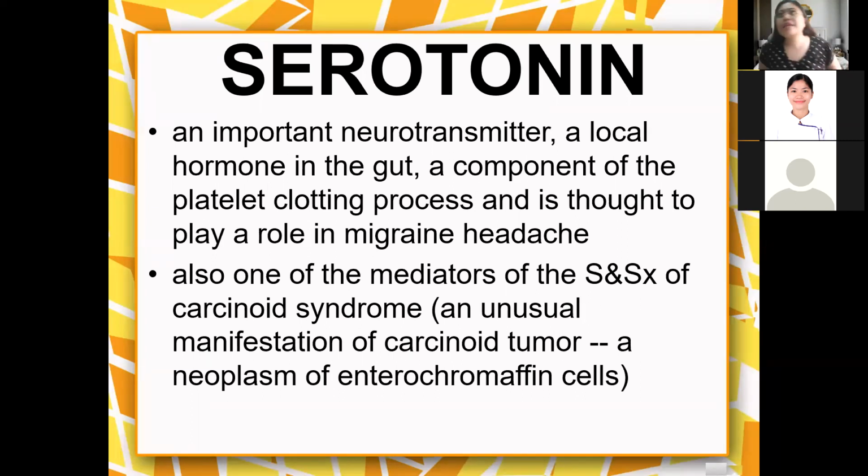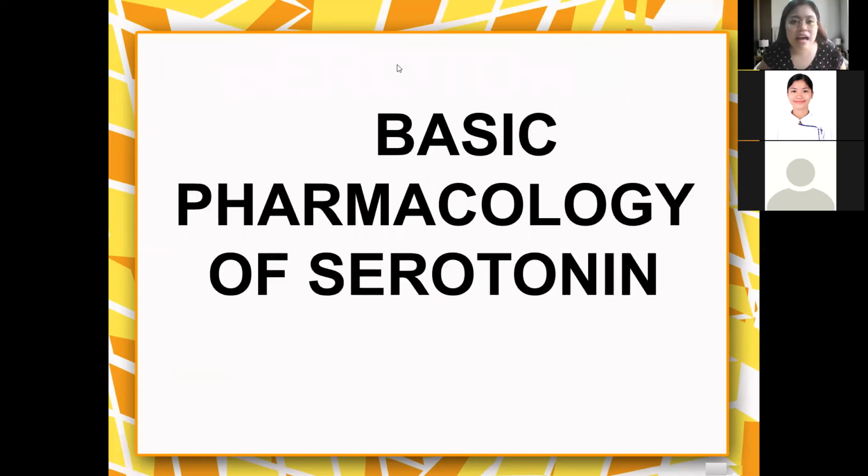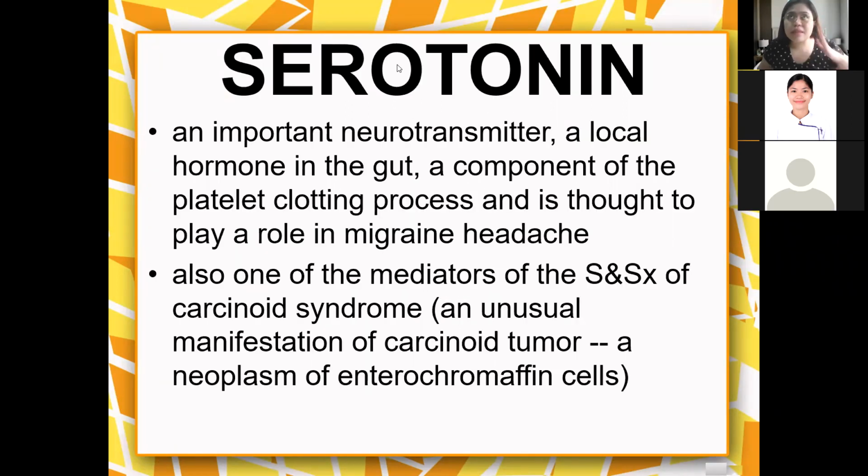And at the same time, serotonin has an important role in migraine headache. Thus, our drugs for migraine also involve the serotonin receptors. And aside from that, it is also involved in the signs and symptoms of carcinoid syndrome. This is a condition wherein there is the formation of a tumor, a neoplasm, in the enterochromaffin cells in the stomach. So serotonin has a lot of jobs, class. But nevertheless, we call it our happy hormone.